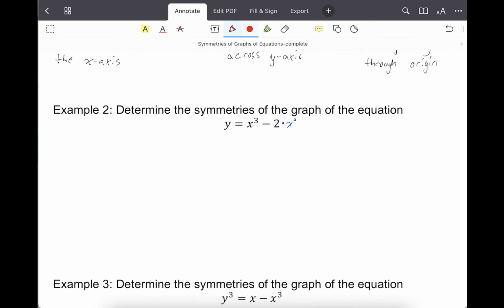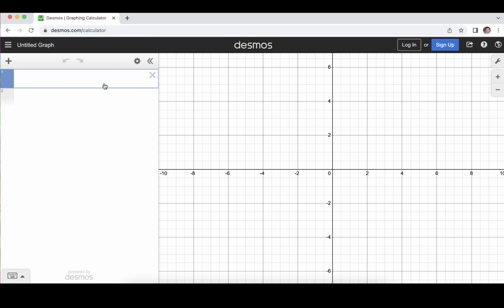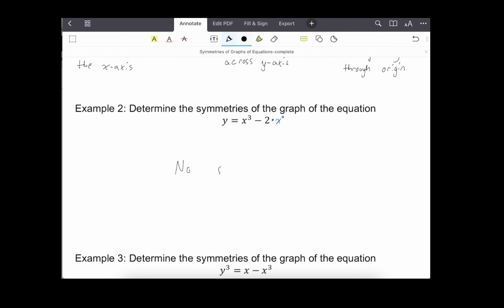Another way to see this is to actually graph this equation and just look at it and see that it has no symmetry. So I'll go to Desmos for this one. We could do this in our normal graphing calculators as well, but I'm using this one because it's just a little bit easier. Y equals x cubed minus 2. This minus 2 is shifting it down 2, and because of that, if we would look across the y-axis, it's not symmetric. If you look through the origin, it's also not symmetric. Across the x-axis, it's not symmetric as well, so this one has no symmetries.